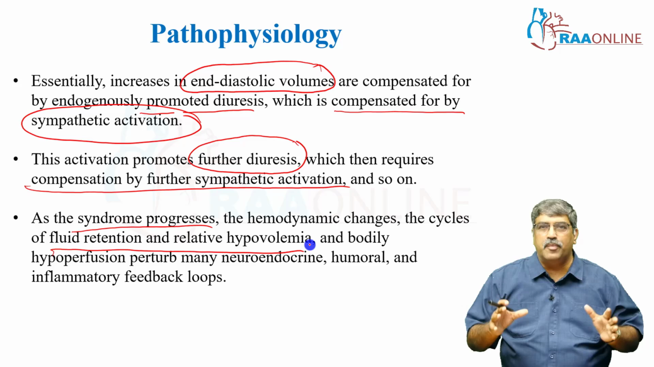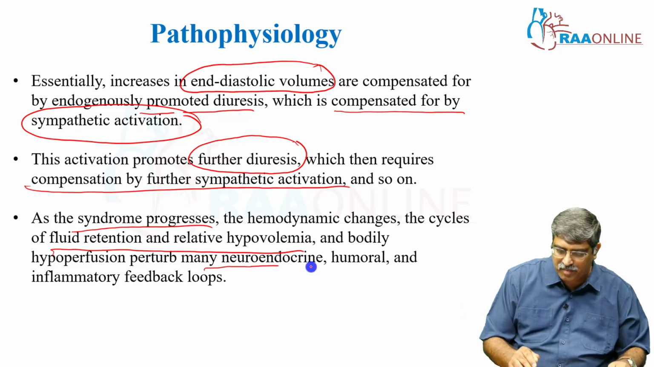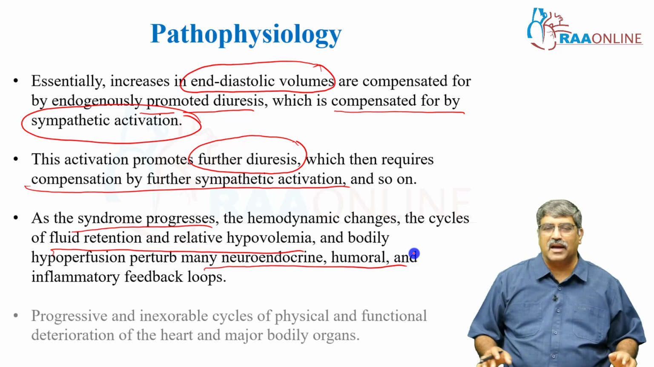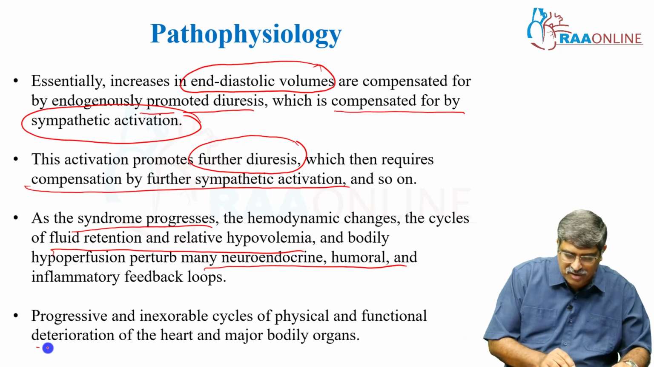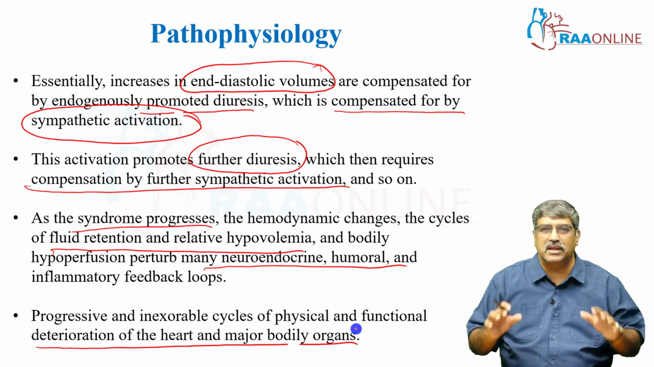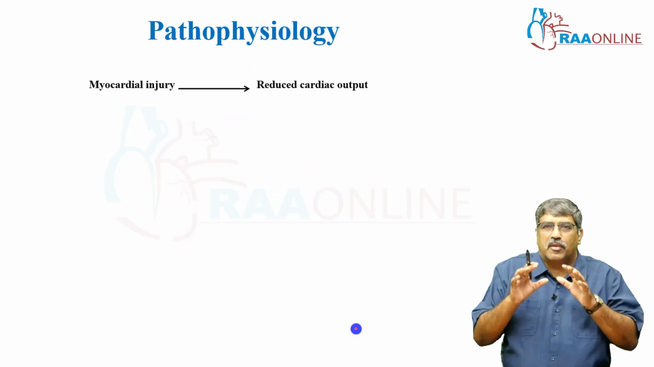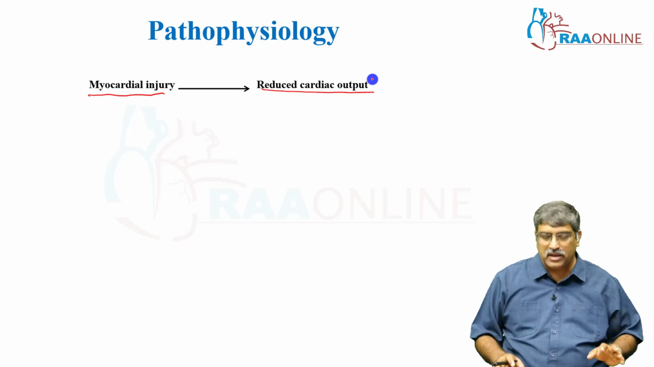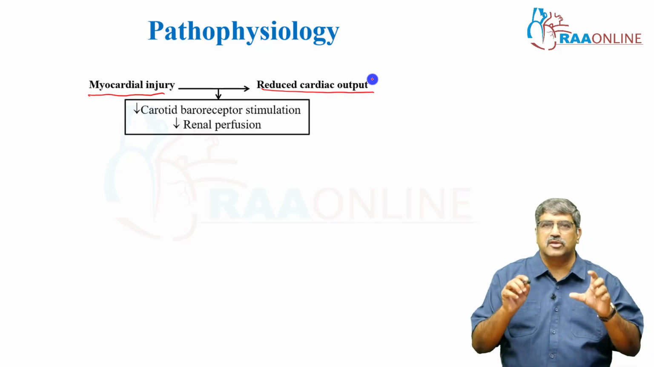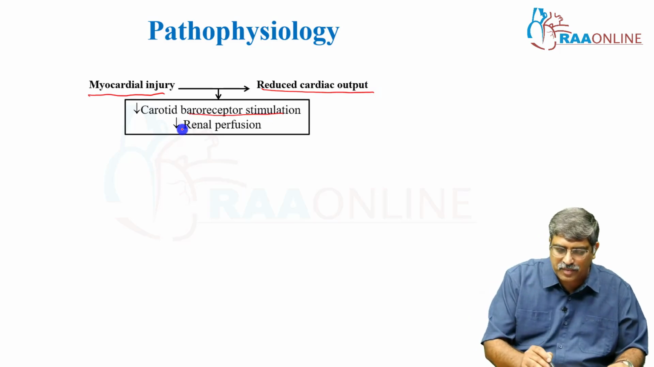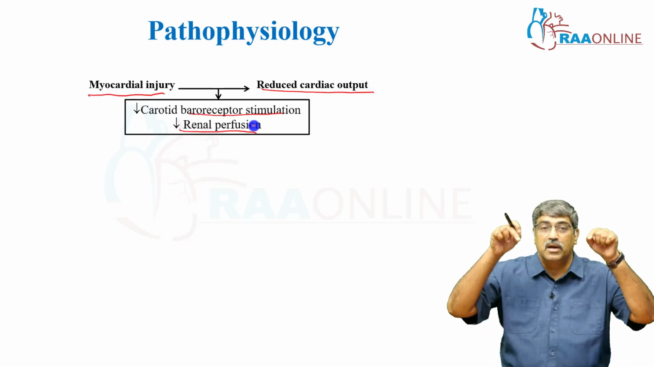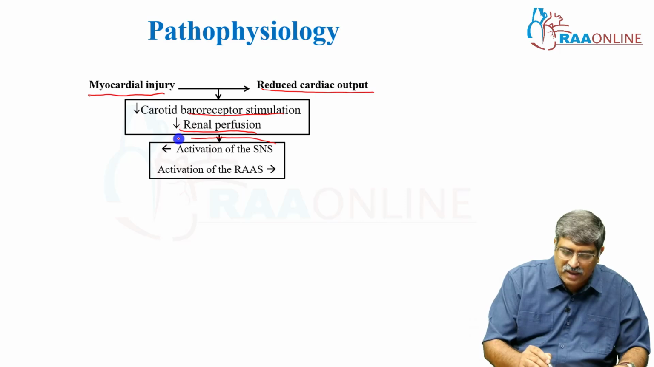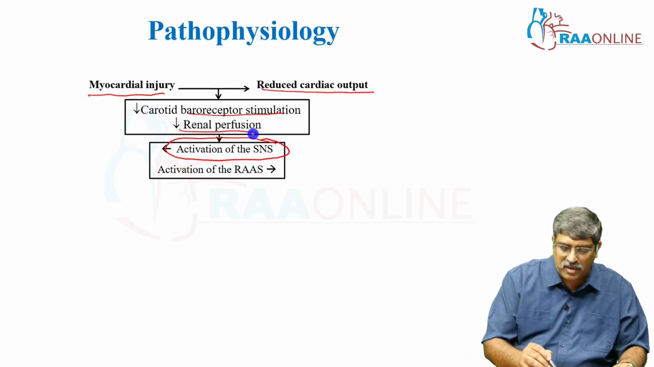This hypoperfusion can disturb many neuroendocrine, humoral and inflammatory feedback, and this can cause functional deterioration of the heart as well as all the other organ systems. So, with heart failure, there is myocardial injury and reduced cardiac output. Basically, there is going to be hypotension, which is going to stimulate your carotid baroreceptor as well as decrease your renal perfusion.